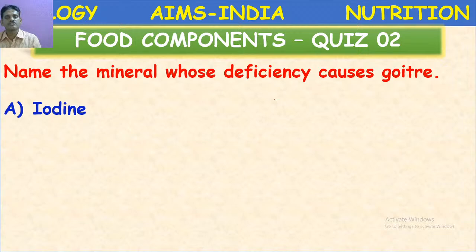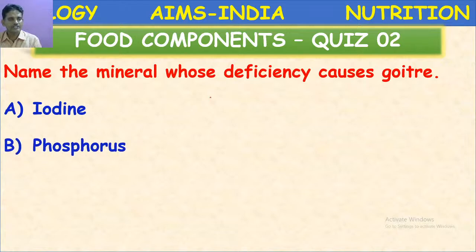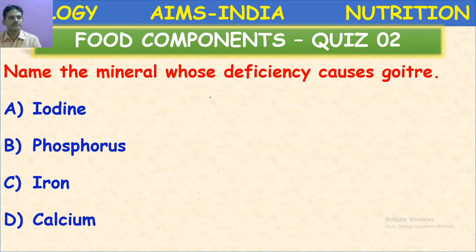Name the mineral whose deficiency causes goiter. Iodine, phosphorus, iron, calcium. Which one? Yes. Iodine deficiency causes goiter. What is the symptom of goiter? Enlargement of thyroid gland or neck region. So here phosphorus, iron and calcium are not related to goiter. Next question.